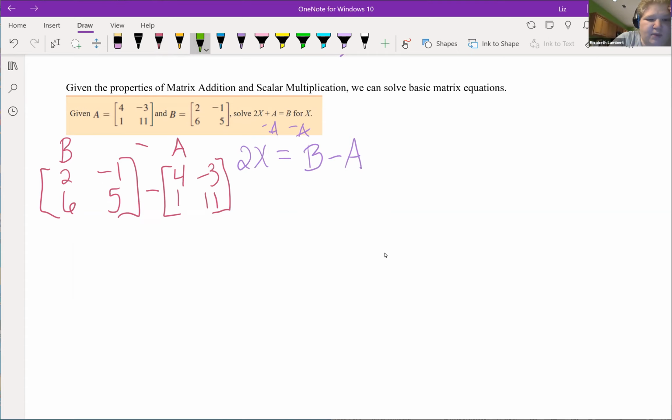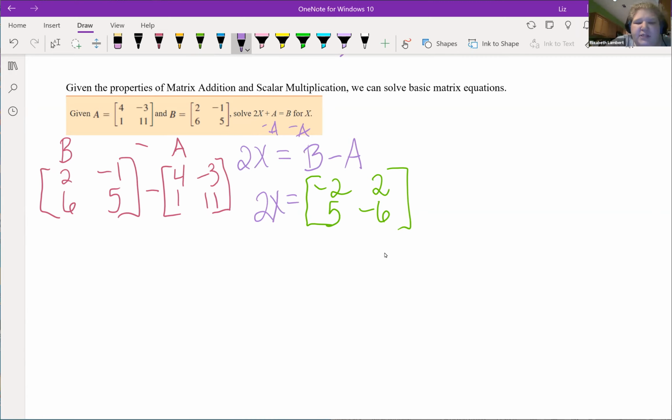All right, so B minus A: 2 minus 4 is negative 2. Negative 1 minus negative 3, minus a negative becomes plus a positive, is now a 2. 6 minus 1 is 5. 5 minus 11 is negative 6. So there's our B minus A. And this is equivalent to 2X.